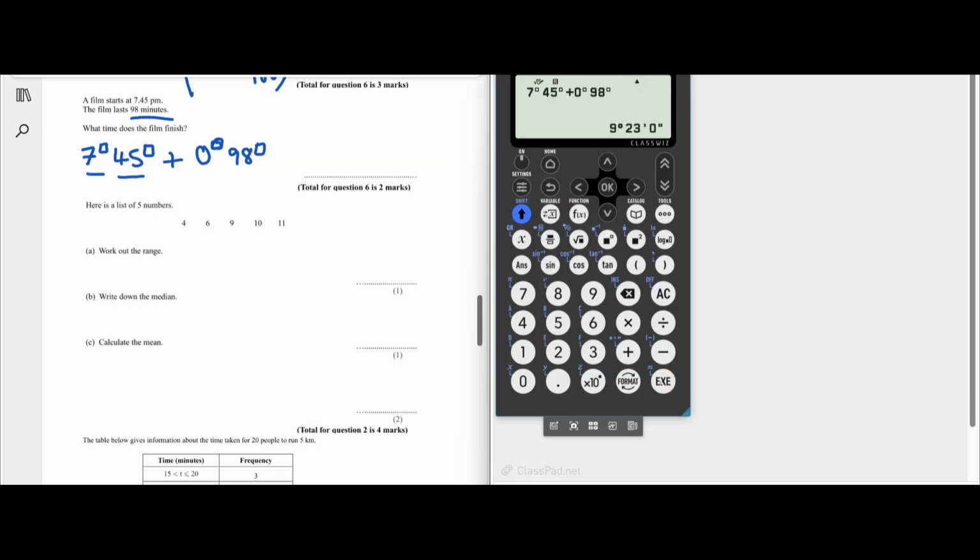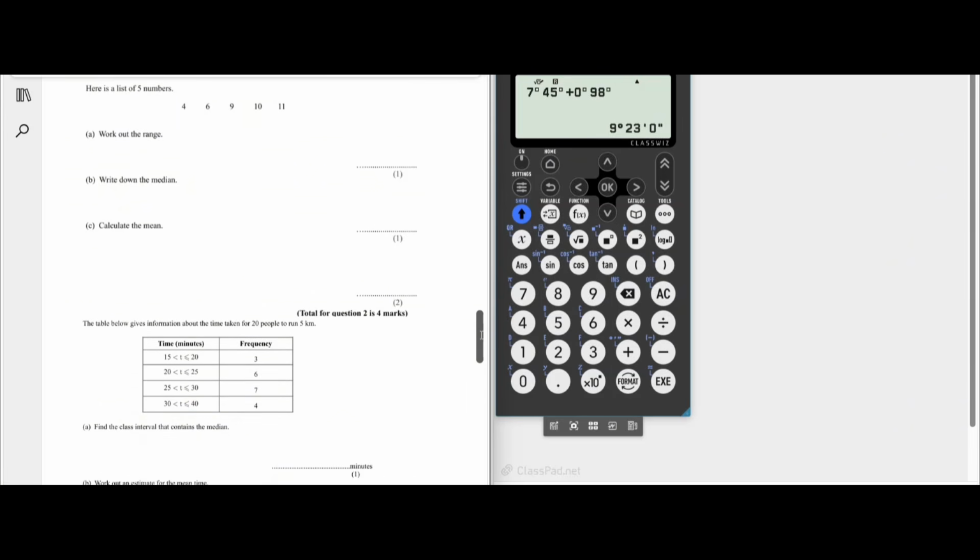So that tells me the film is going to finish at 9:23, and it was PM, so it's going to be PM because it's not gone into AM yet. So that's just a quick trick you can use to work out time calculations.